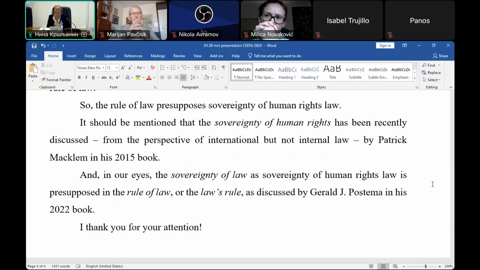Finally, it should be mentioned that the sovereignty of human rights has been recently discussed from the perspective of international but not internal law by Patrick McLean in his 2015 book. And in our eyes, the sovereignty of law as sovereignty of human rights law is presupposed in the rule of law as law's rule, as discussed by Gerald Postema in his 2022 book. I thank you for your attention.